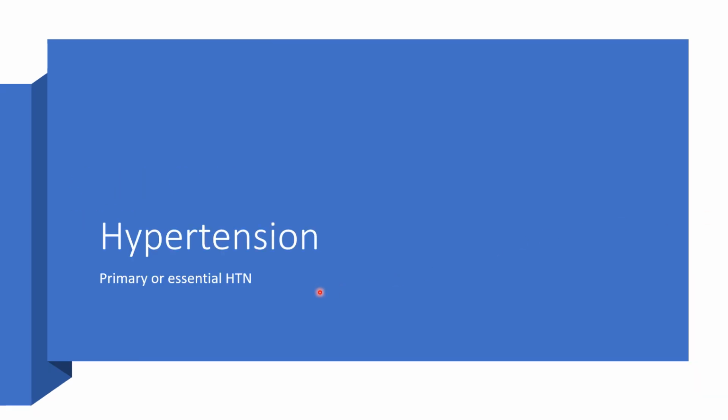Now, hypertension, primary or essential hypertension. Essential hypertension is old nomenclature, primary is the new name. Here, we can't really come down on the cause or causes. In medicine, it could be referred to as idiopathic, meaning unknown cause. And this will account for 95% of all cases of hypertension diagnosed.